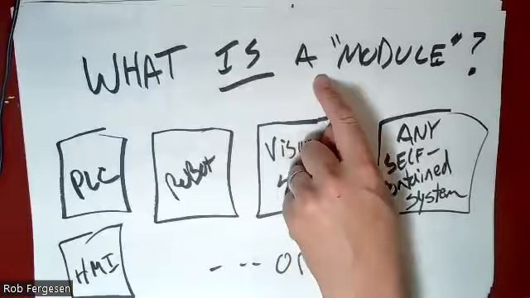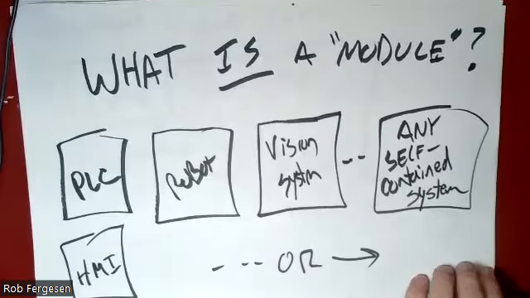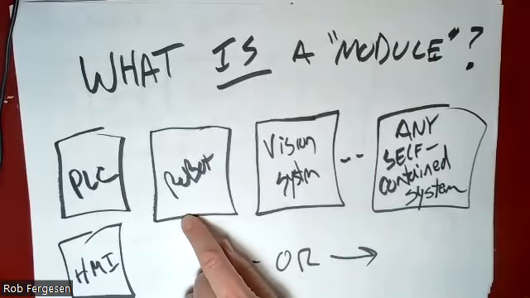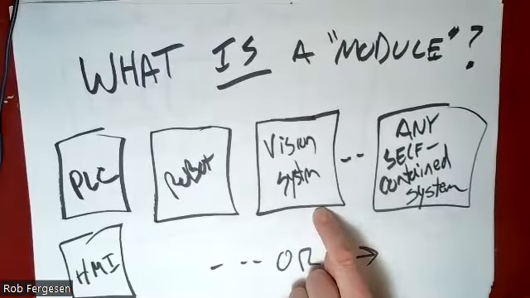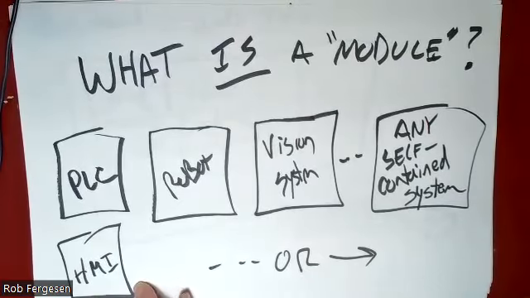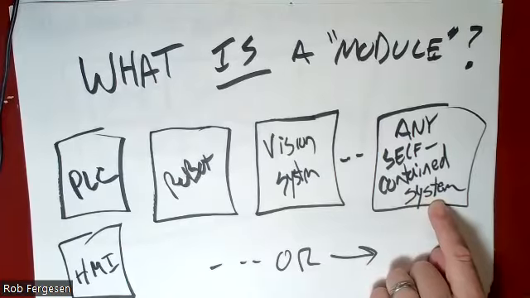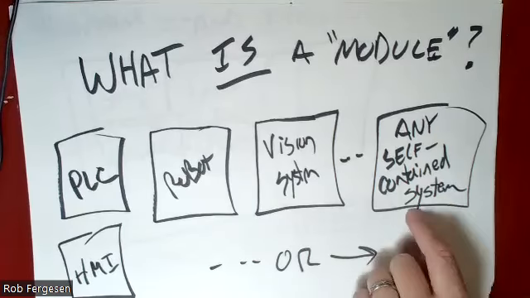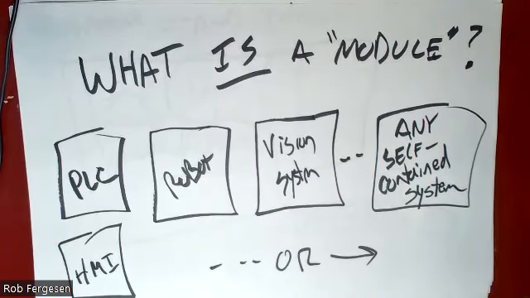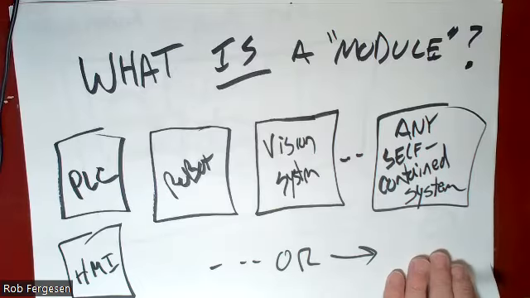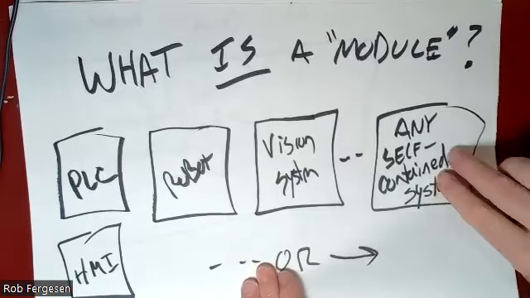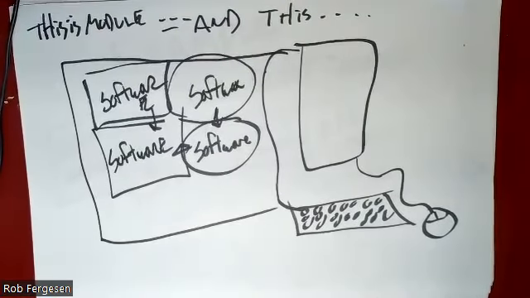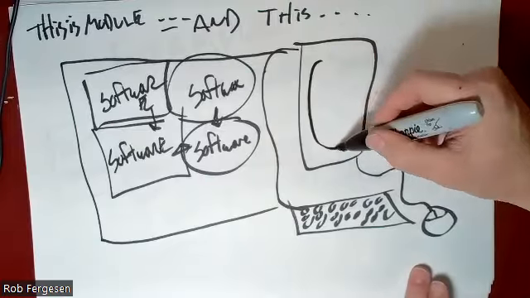What is a module? Well, a module could be a PLC, it could be a robot, it could be a vision system, it could be an HMI, it could be any self-contained system. And yes, this particular bit of scribbling is indeed chicken scratch. Or if we're talking about modules, it could be software inside of a PC.